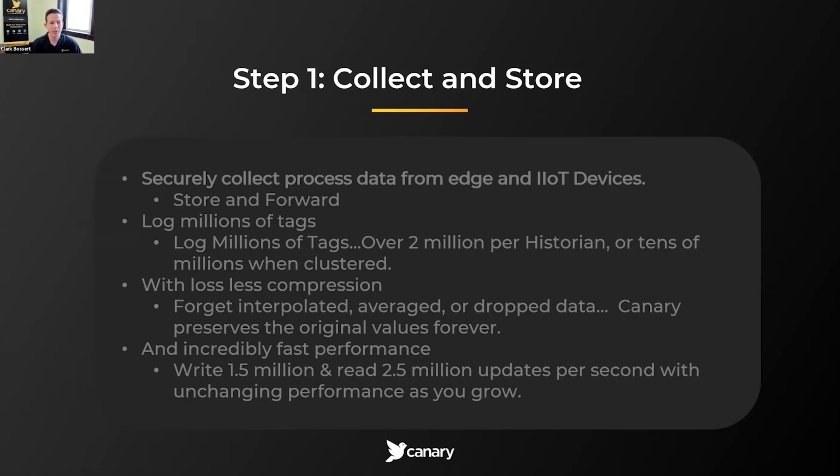So in the collect and store process at the beginning, we have store and forward. For instance, if your edge device loses connectivity with the historian, then that data is going to buffer locally, and then it's going to backfill into the historian when the connection is reestablished. You can also log millions of tags, so over 2 million per historian or tens of millions when clustered. This, of course, depends on the density of the data. Sub-second data is going to be much different in terms of its footprint than 10-minute data. And of course, metadata matters as well. But just as a general rule of thumb, you can store well over 2 million tags per historian, and then scalability is tackled just by clustering historians. So that's how you can go to tens of millions of tags if needed.